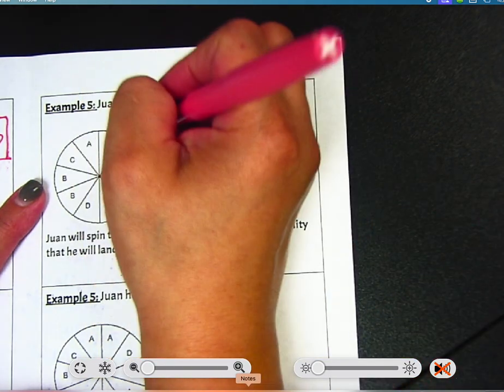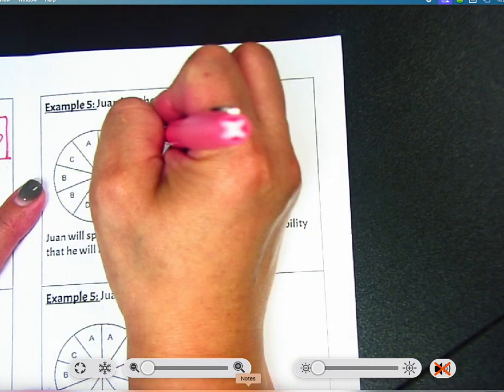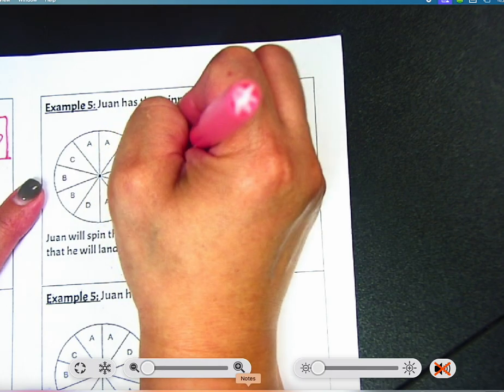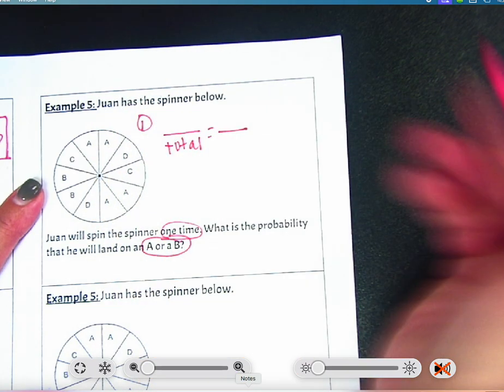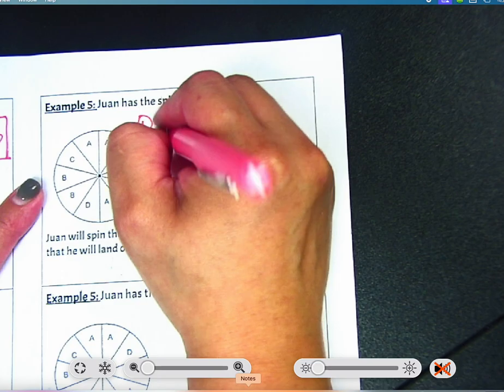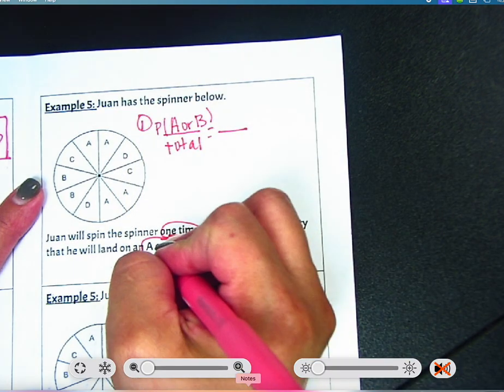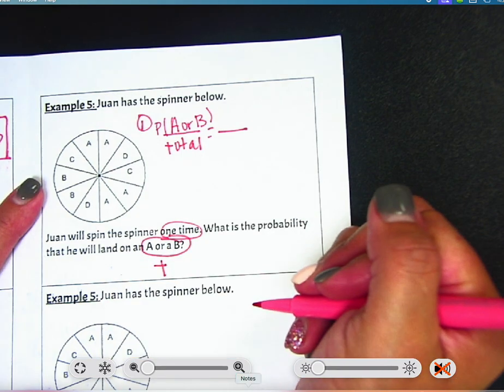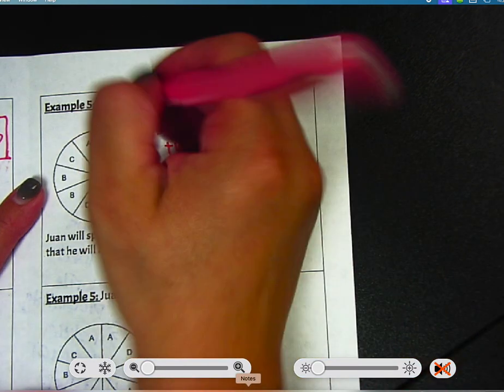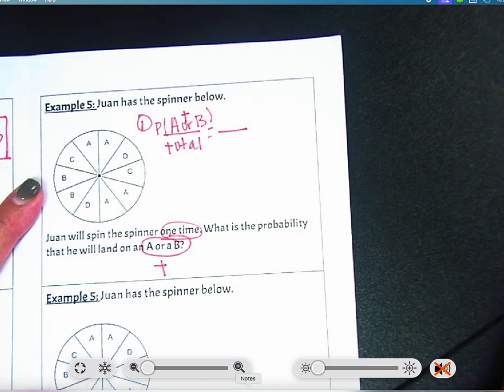Okay, so let's go ahead and write down our steps. So I'm going to put my total options down here, and then they want to know the probability of getting A or B. When you see that word or, that means you have to add them together, because you could get one or the other. So when you see that word or, put the plus sign.